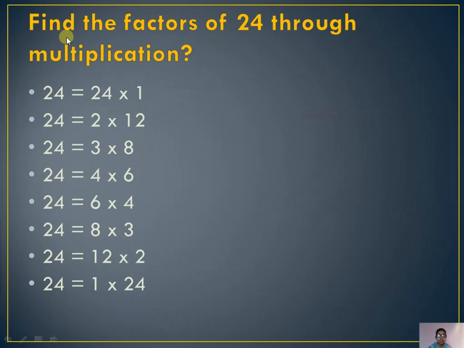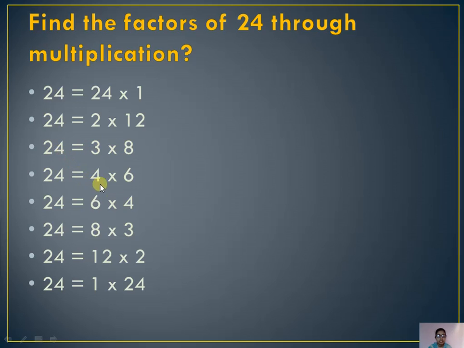Now let us take one more example. Find the factors of 24 through multiplication. It means we have to find numbers in whose table 24 appears. So the first is 24 multiplied by 1, which gives 24. Now 24 also appears in the table of 2. 2 multiplied by 12 gives 24. 3 multiplied by 8 gives 24.